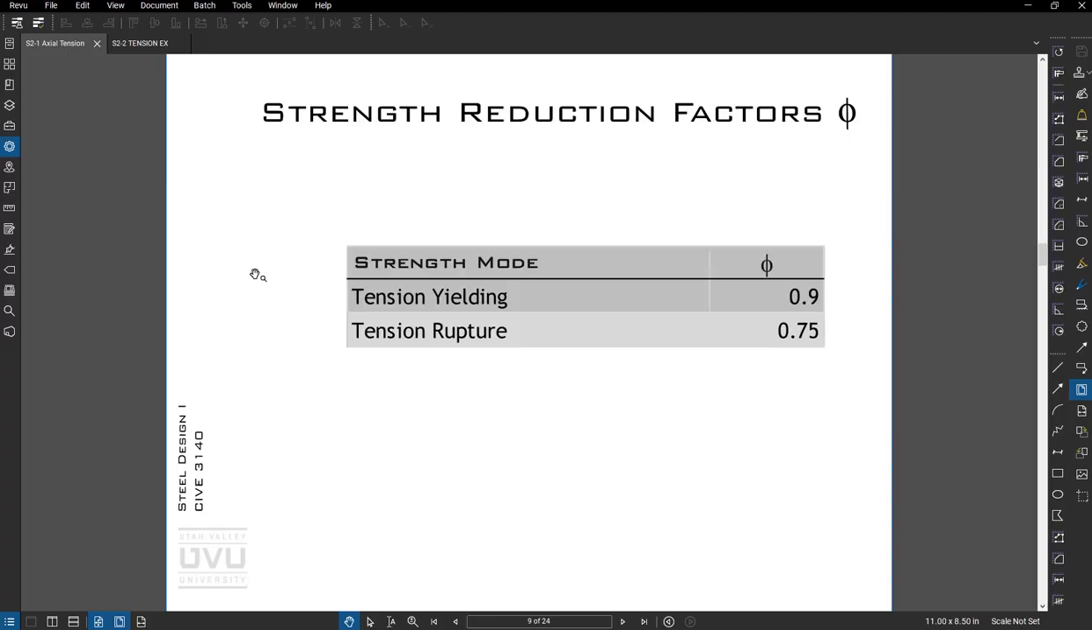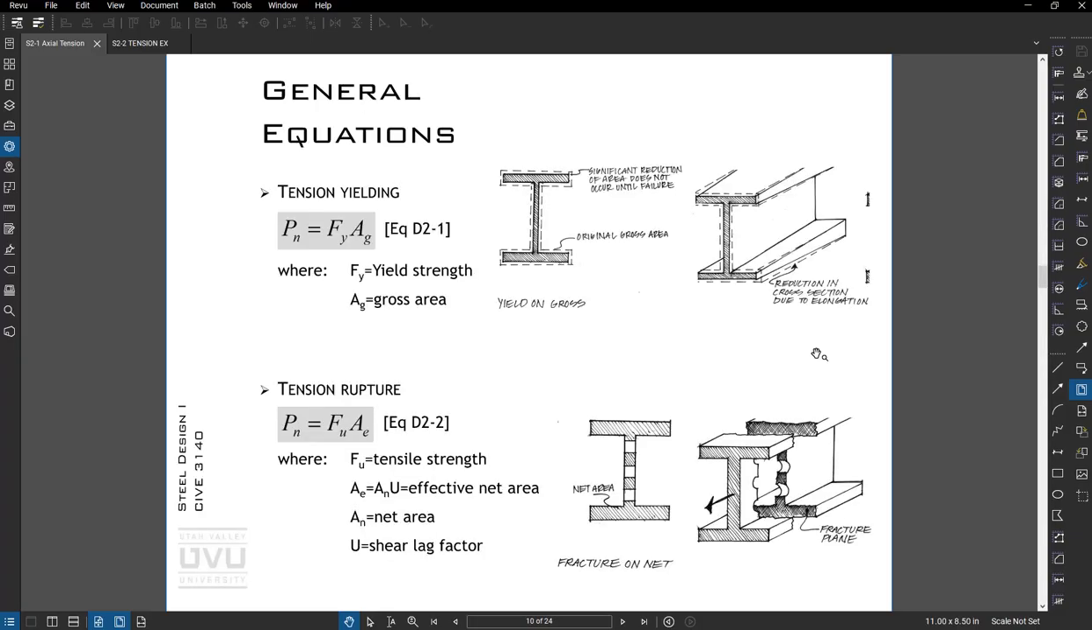All right, phi factors are here. So for yielding, this would be for the gross cross section, 0.9, for rupture, 0.75. And then the basic two equations. For tension yielding, the cross-sectional strength, the tension strength of the member, is the yield strength times the gross area. And for tension rupture, which would be through any place with a reduced net or reduced cross-section due to holes, it would be the ultimate strength times the effective area.